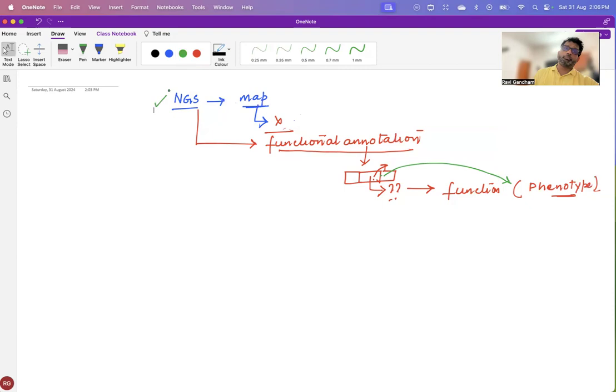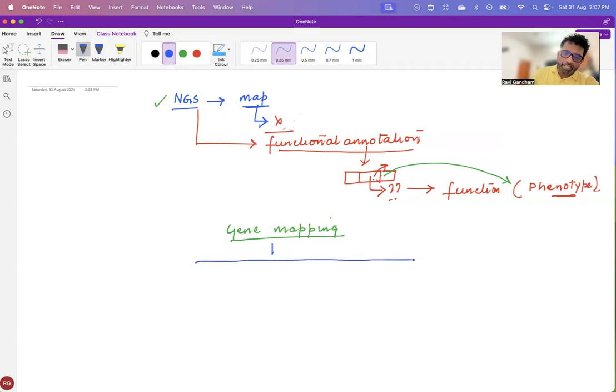Right. Now we'll broadly classify gene mapping into two major categories. Gene mapping is basically classified into two major categories. And what are those categories? The first one is genetic mapping, and the other one is physical mapping.